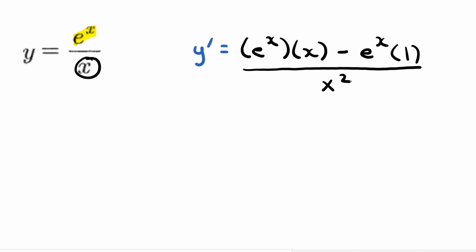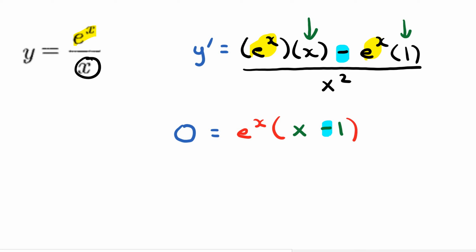Okay, so there is my derivative, and then in order to find the critical points, we take the derivative and set equal to 0. I see there's an e to the x here and an e to the x there, so I can factor out the e to the x. And if I factor out that correctly, there's an x here and a 1 there, so that's going to be x minus 1, right? Just remember this minus sign is that minus sign right there, and then we divide this by x squared.